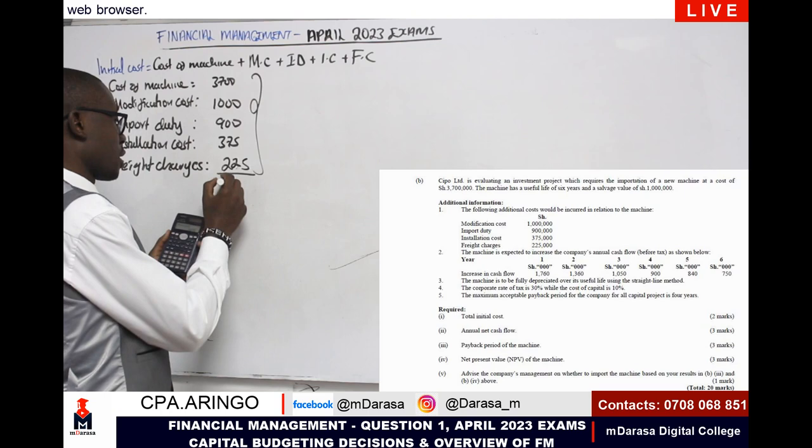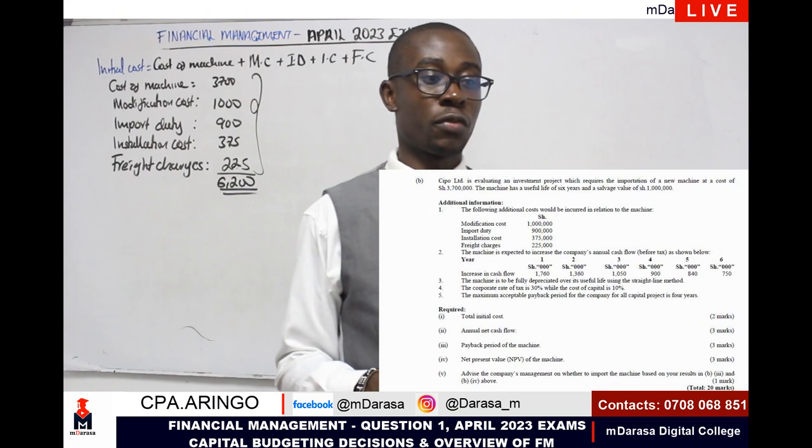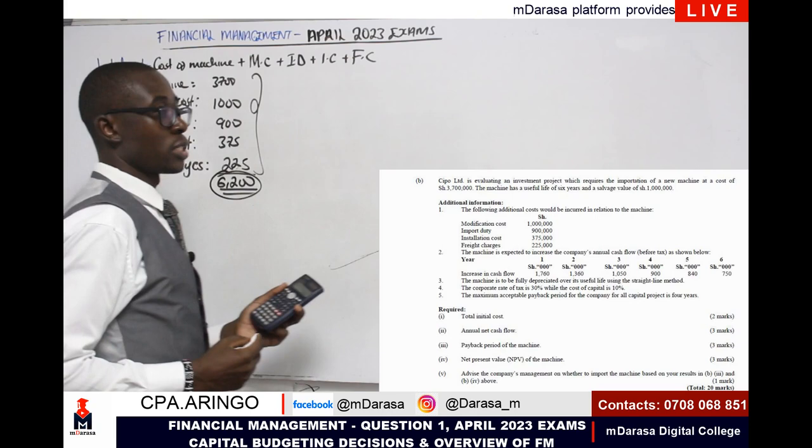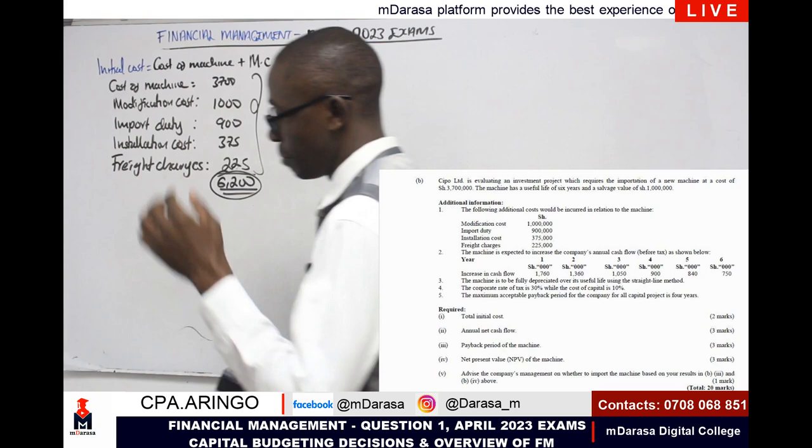So this is our initial cost that Mwalimu is getting. Kindly you can confirm with your figures. So I'm getting our initial cost to be 6.2. And that is what the examiner wanted us to compute. As simple as that, right? As simple as that. Now proceed to question number two.